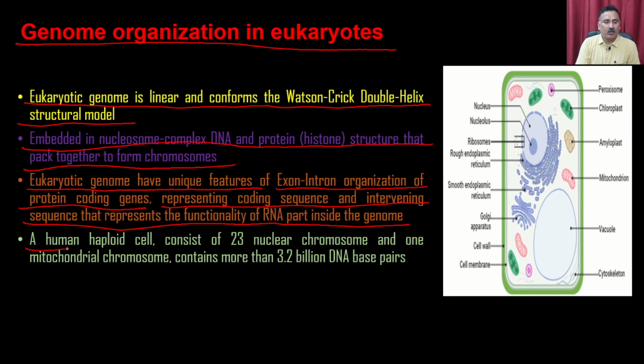A human haploid cell consists of 23 different chromosomes and one mitochondrial chromosome, containing more than 3.2 billion DNA base pairs. Remember that in the prokaryotic case, we were talking about millions of base pairs, but here the numbers are in billions. That's why a higher level of compaction is required, so that the DNA fits into the small, tiny nucleus.